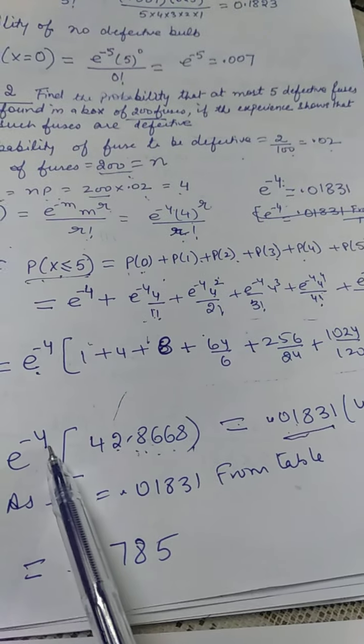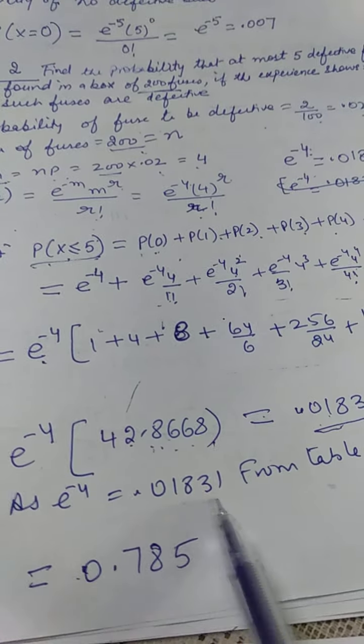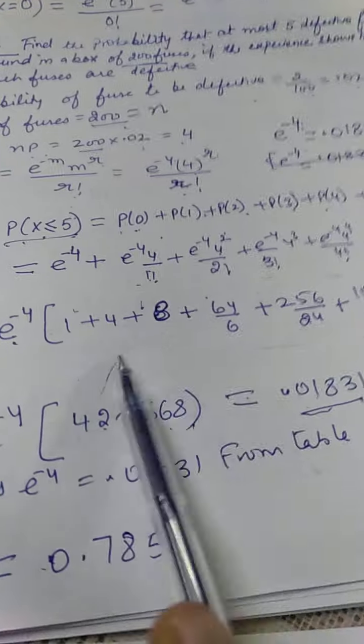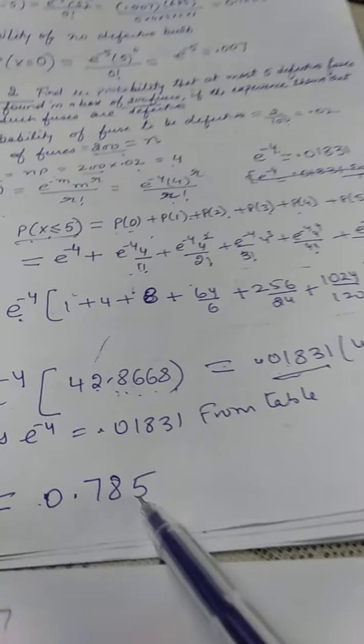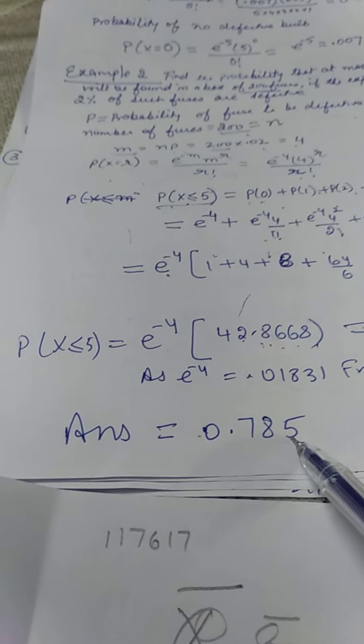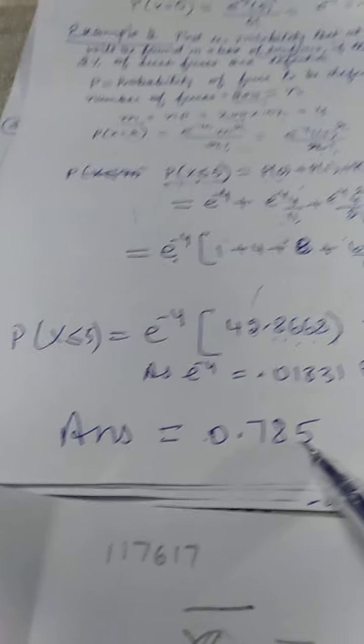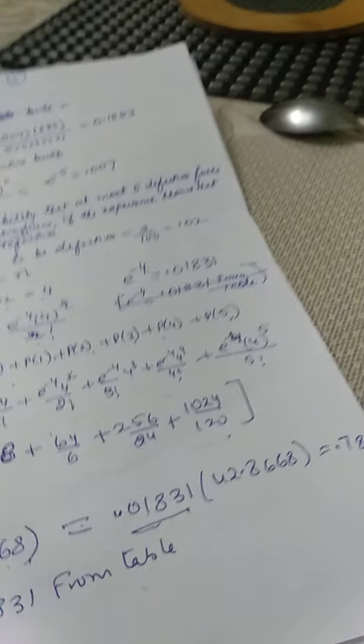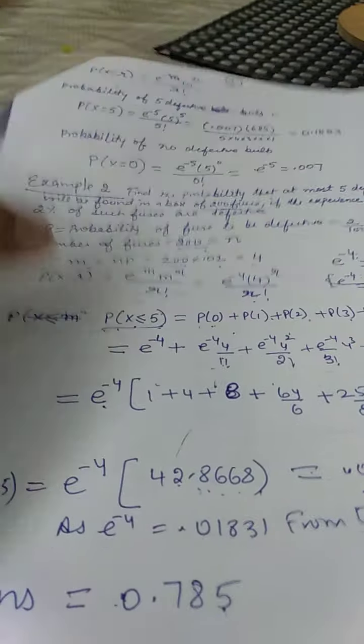I have put the value of e raised to power minus 4 from the table, see this, and I have multiplied it with this sum. You are getting the answer. So probability that at the most 5 defective fuses will be there is equal to 0.785. So this type of numericals can come.